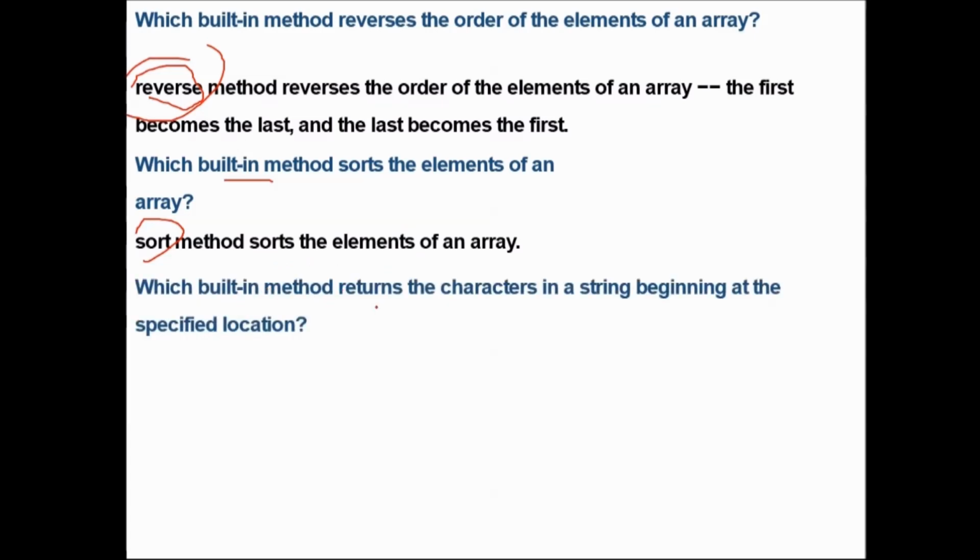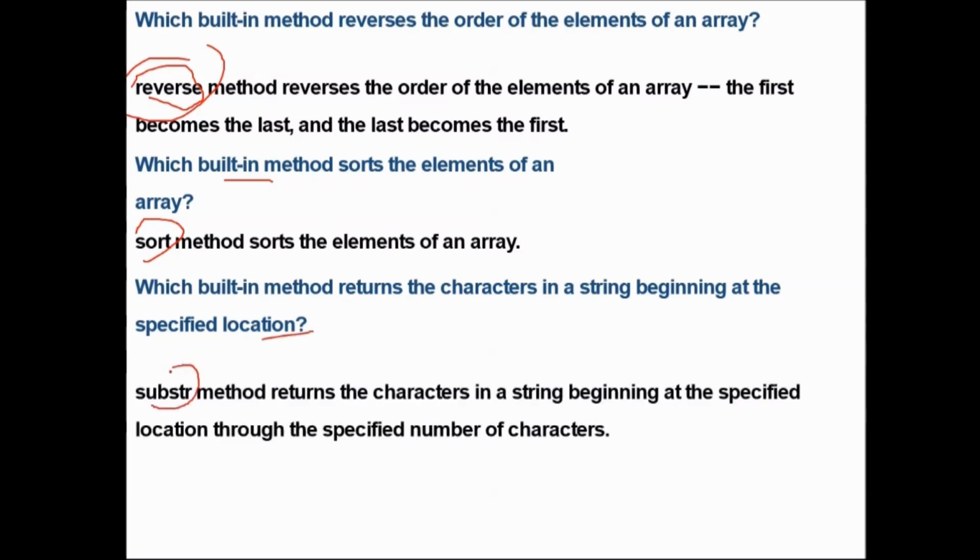Then which built-in method returns the characters in a string beginning at the specified location? For that you use substring. This substr method returns the characters in a string beginning at the specified location through the specified number of characters.